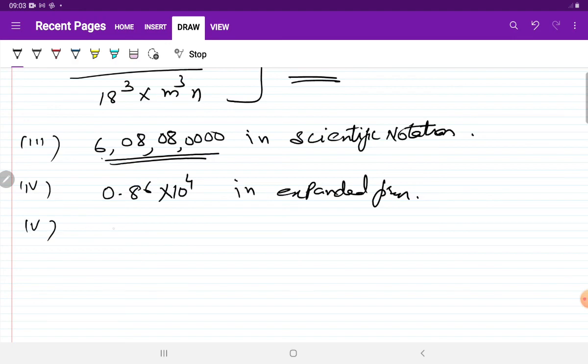The last one is simplify 2 raised to 2 upon 3 raised to power 2 raised to power 2. This is which law? Number with exponent of exponent. Okay, so different questions are here, miscellaneous problems are here.